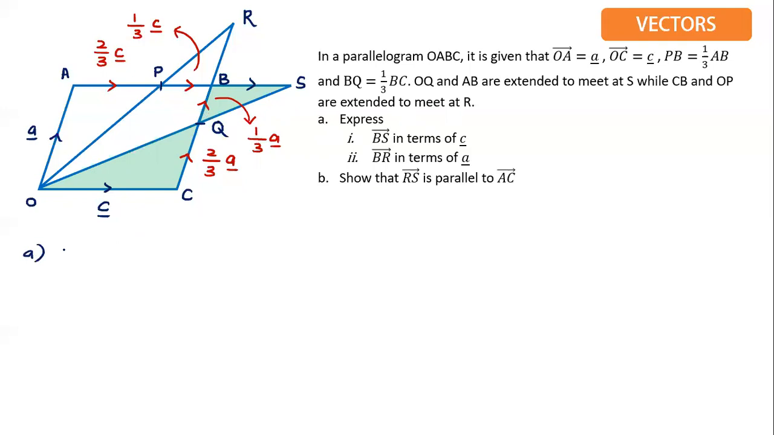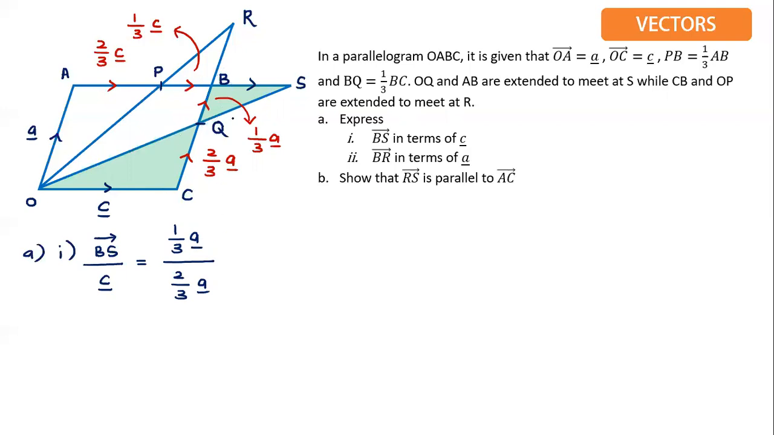Question A1. So it's BS over, okay, your vector BS corresponds to this side, so that means your vector BS is over C. Understand? Equals to, this side corresponds to this side, so that means 1 over 3 A over 2 over 3 A.